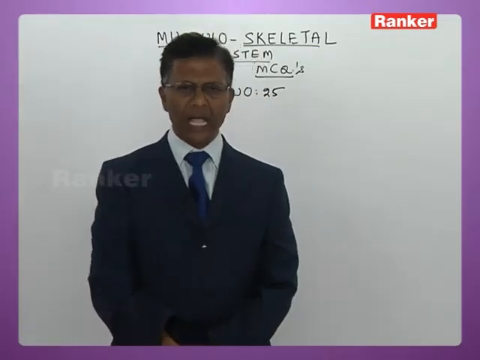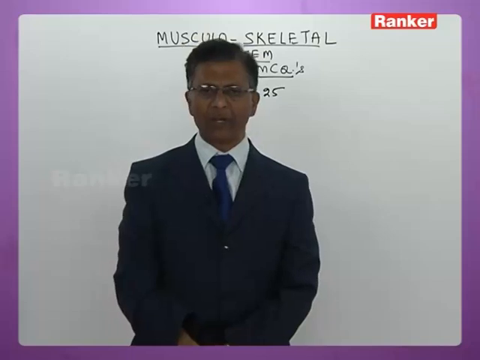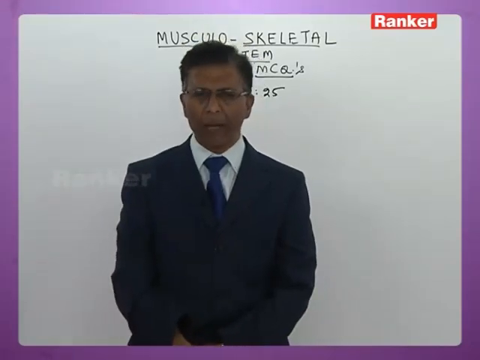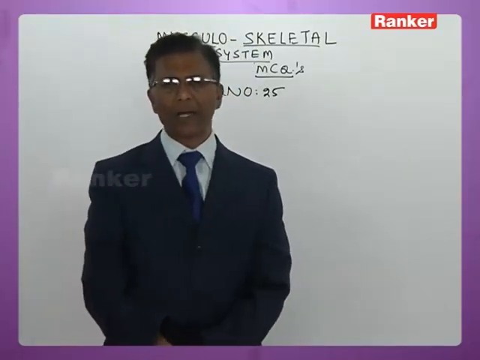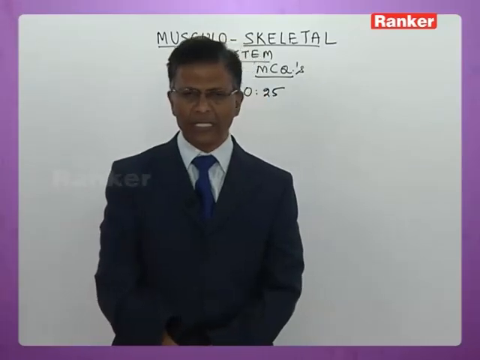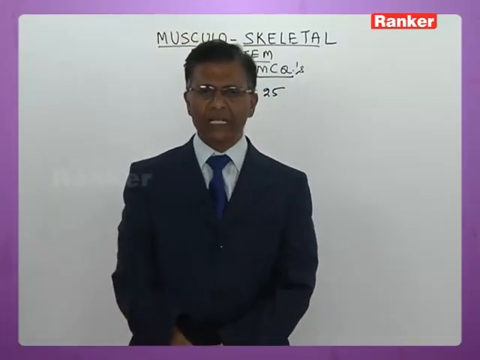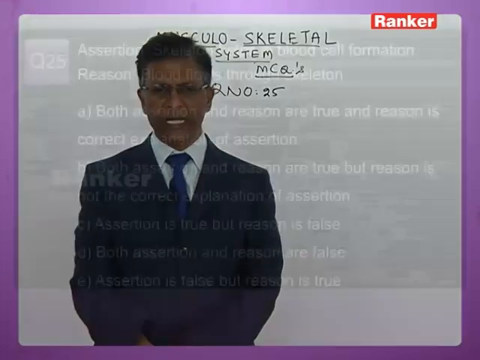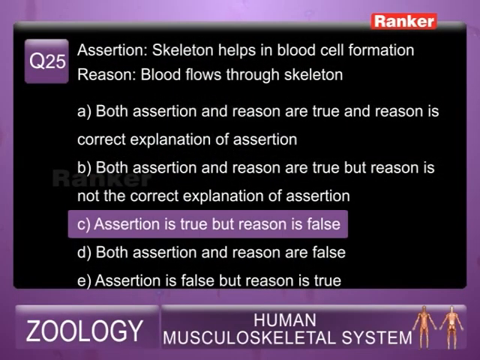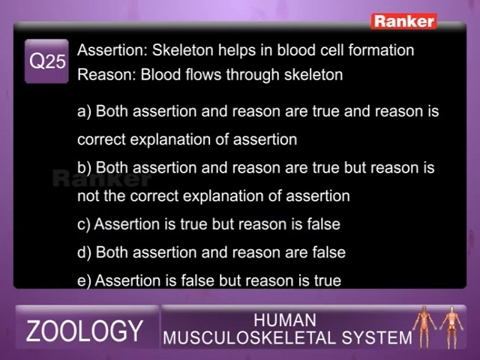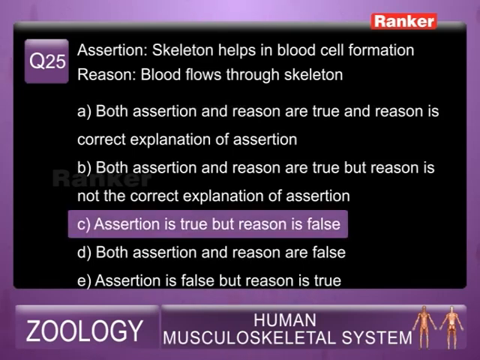Among these, the assertion is true. Skeleton helps in formation of blood cells because it has got bone marrow. Bone marrow acts as hemopoietic tissue and helps in formation of RBCs. Then the reason, blood flows through the skeleton: blood does not flow through the skeleton. So the assertion is true but the reason is false. That is, the answer is C for this.